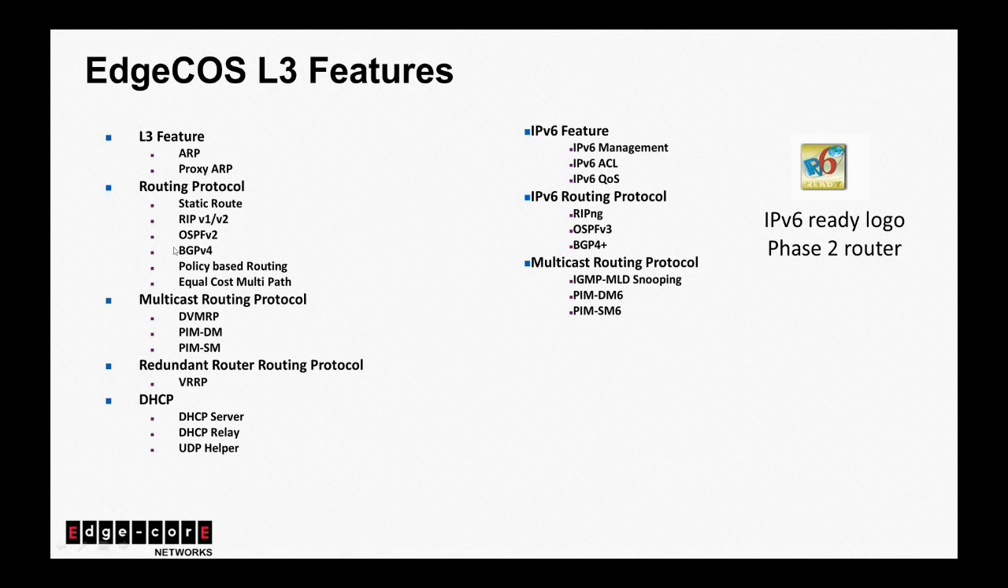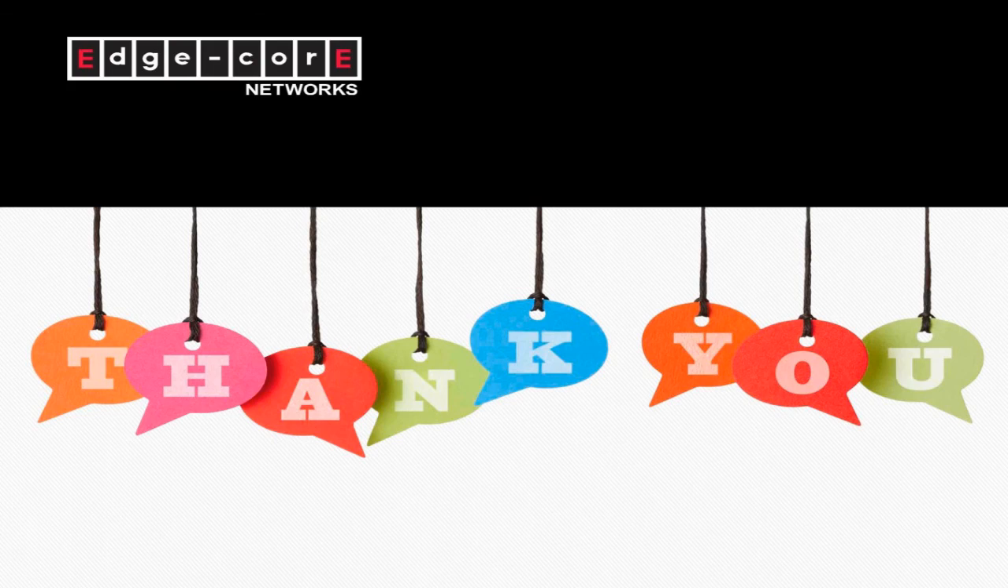This slide shows the Edgecore layer 3 features. Here you can see we provide most of the layer 3 unicast routing functions and also multicast routing functions. Not only IPv4, we also provide IPv6 unicast and multicast routing functions, including BGP. We also provide redundant router protocols, DHCP server, and DHCP relay. For the layer 3 function, our software is certified by the IPv6 Ready Logo Phase 2 router. Thank you for your attention.